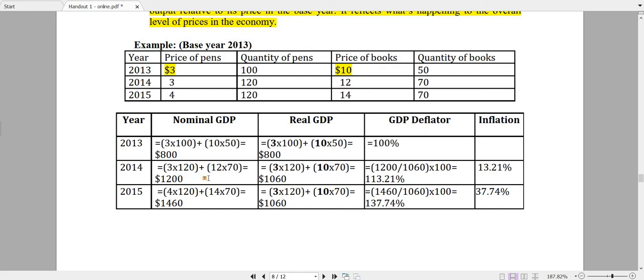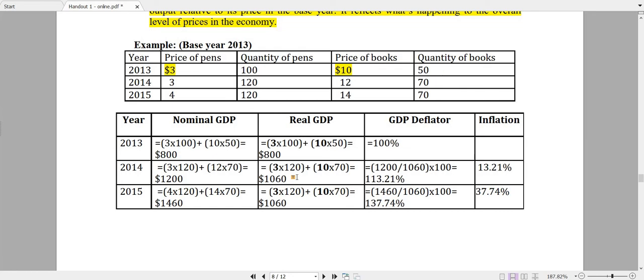So here the trick is, nominal GDP is simple. You have to take the current price level. So it's the price of pens in the year 2014 times the quantity of pens in the year 2014 plus the price of books in the year 2014 multiplied by the quantity of books that are produced in 2014. The real GDP is a little tricky.